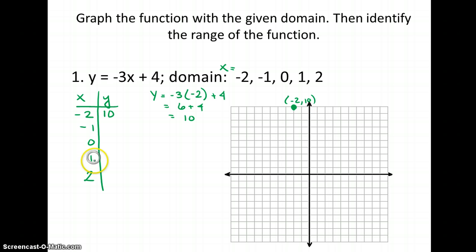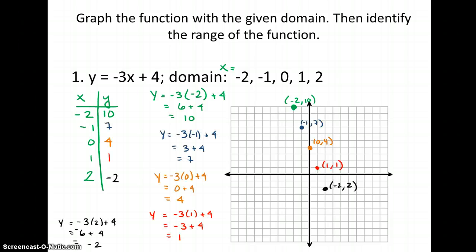Fill in the rest of your XY table for -1, 0, 1, and 2. Then plot and label each of your coordinates. Pause while you do your work. Check your work with my work. I've color coordinated your coordinates so that you can see that 7 goes here.